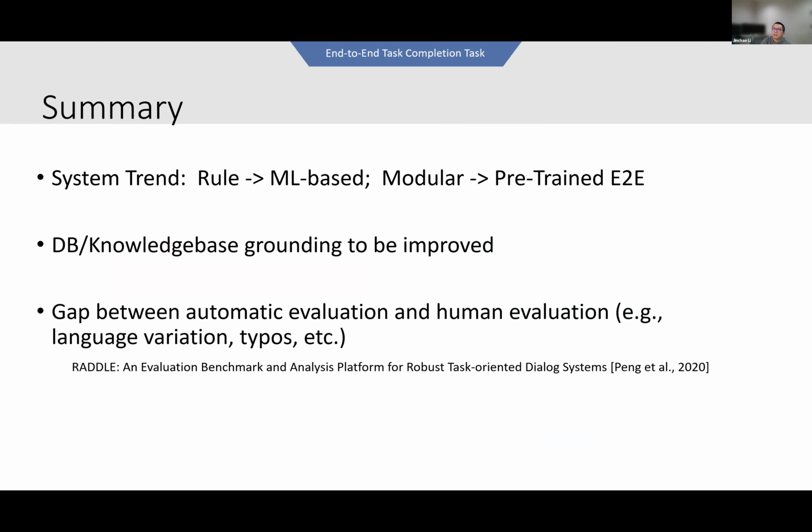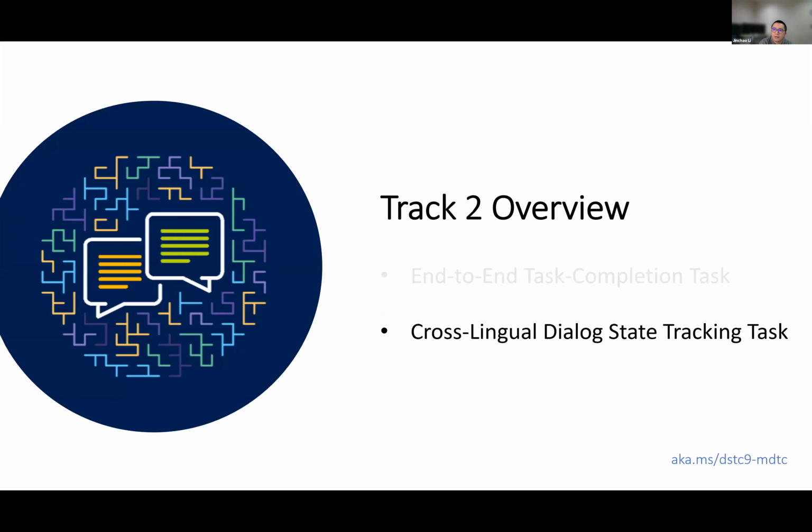So building a robust model to handle language variations and typos is yet to be improved. We released an arXiv paper, Col, aiming to solve the problems about input variations in dialog systems. So please check this paper if you have any interest. Okay, this concludes the overview of the end-to-end task. So Qi, you can take over.